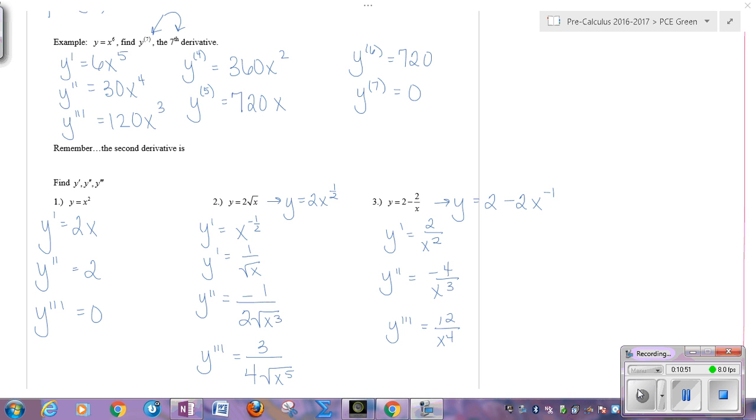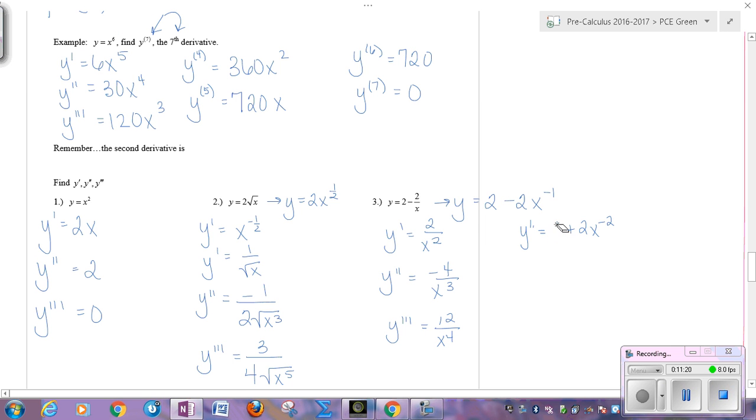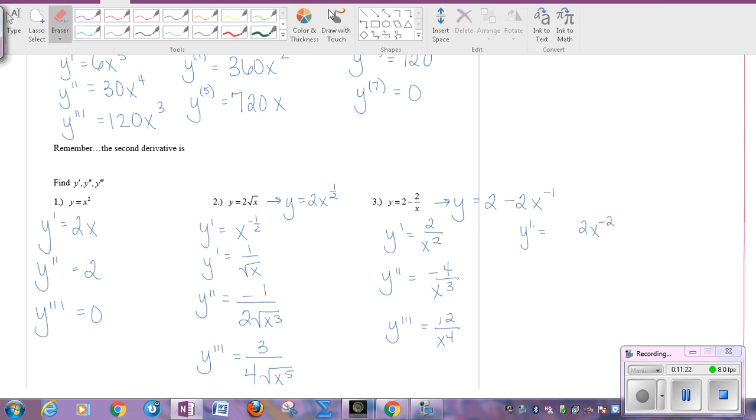Okay. How did you guys do? Take a second look over everything. Now I kind of skipped a couple things. So when I did, for example, on number 3, when I did my first derivative, I got y prime equals 2 plus 2x to the negative 2. Okay, so no, I did not get 2 plus. I just got 2x to the negative 2. Sorry about that. Get rid of that too. Okay, so I just got 2x to the negative 2.